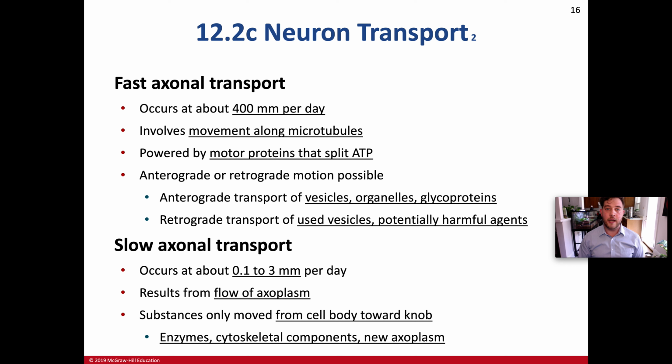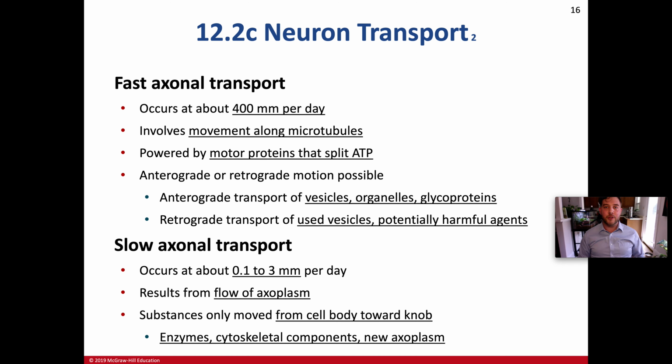These motor proteins are not actin or myosin. Actin is actually one of the microfilaments within neurons, but it is not one of the motor proteins contributing to axonal transport. What those motor proteins do is split that ATP to provide the energy for transport. In fast axonal transport, you can have antero or retrograde transport, so either going to or from the cell body. Remember, anterograde is going to be vesicles, organelles, glycoproteins, different necessary new products. Retrograde is going to be used vesicles, and any potentially harmful agents that might get accidentally absorbed into the neuron.